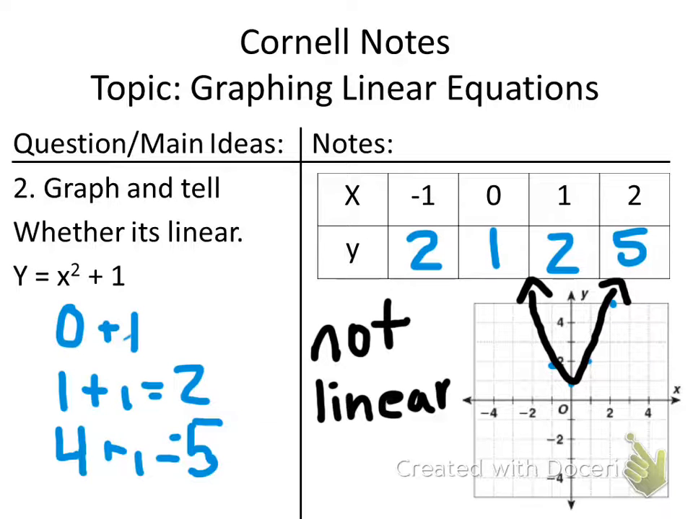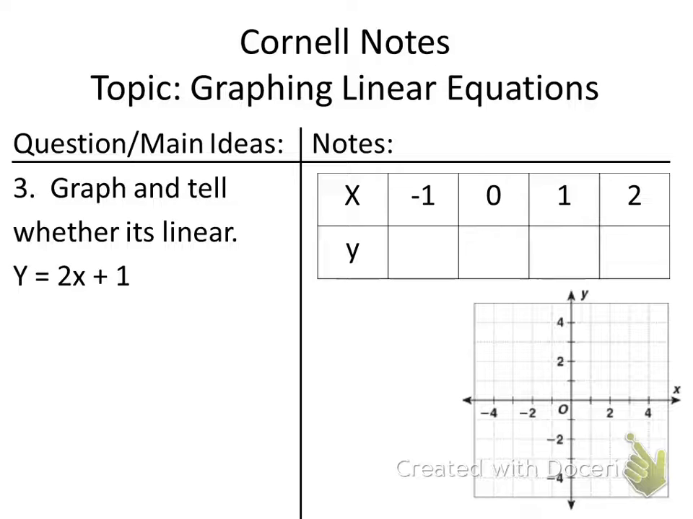Okay, number 3. Now we have to graph and tell whether it's linear. So we have y equals 2 times x plus 1. Looking at this, we have to do the same. So my input is negative 1. So I have to multiply negative 1 times 2. Negative 1 times 2 is negative 2. Negative 2 plus 1 is negative 1.